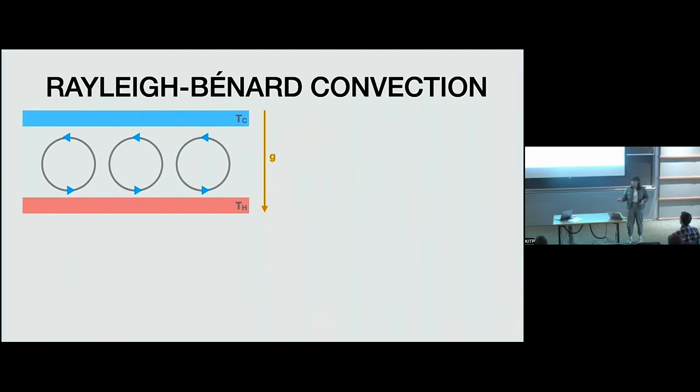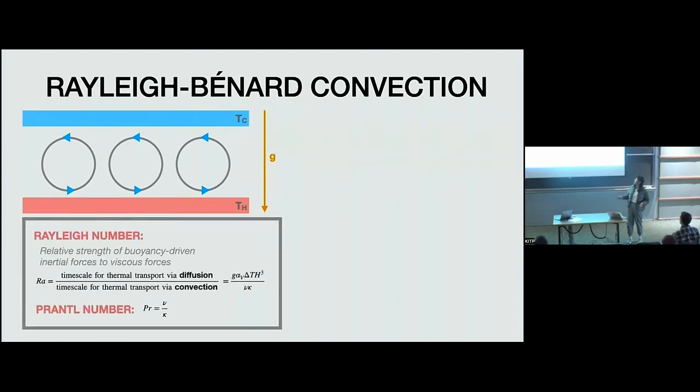And this kind of convection is characterized by a dimensionless number called the Rayleigh number, which is the ratio between the time scale for thermal transport via diffusion to convection, and is very synonymous to the Reynolds number in other turbulent studies. So the higher the Rayleigh number, the more turbulent a system is. It's also characterized by the Prandtl number, which is another dimensionless quantity, the ratio of kinematic viscosity to thermal diffusivity, but that's kept constant in our study.